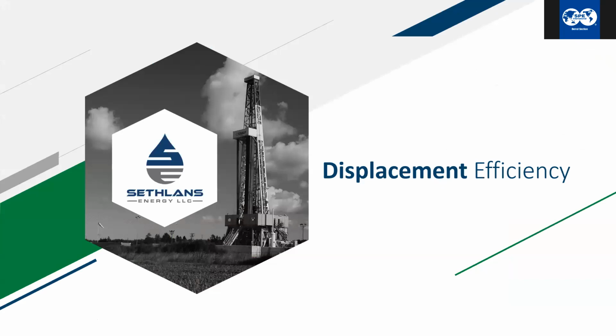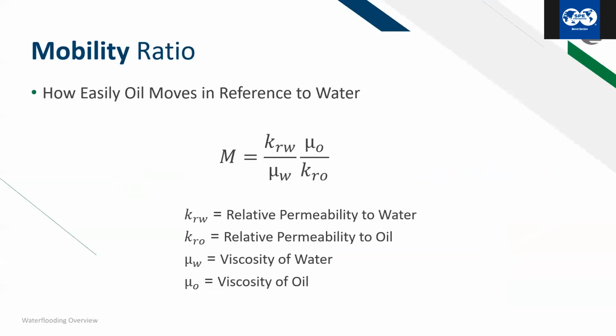All right. So the last thing that we're going to cover, going back to that equation, is the displacement efficiency. This really has to do with how your oil is moving through the reservoir. One thing that affects this is the mobility ratio. Mobility has to do with how easily the oil moves in reference to something else. In a water flood, how does the oil move in reference to water? That's mainly determined by your relative permeability and your viscosity.